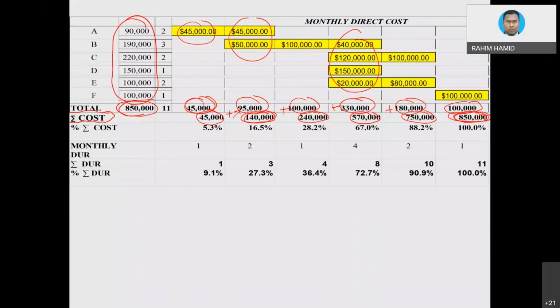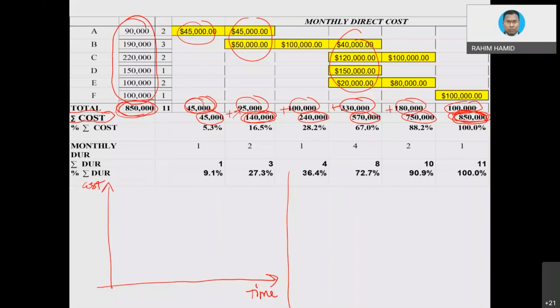Sometimes when you add up, you might wrongly add up. At the end of the day, you get this 850,000 is not equivalent to this one. So we need to say something is wrong somewhere. Okay, sometimes we know the method, but in terms of adding up or using the calculator, sometimes we wrongly press. That is the issue. Okay, so we already have those values, and based on those values, we can do something.